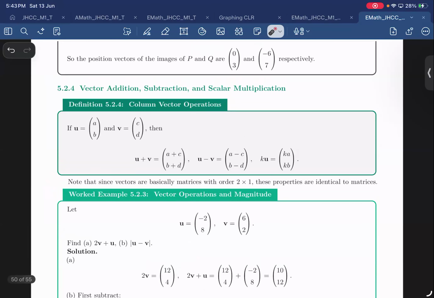So if I ask you to find 2v plus u, you calculate 2v first, simply multiply the entries of v by 2. Then to 2v you just add u, then get 10, 12.